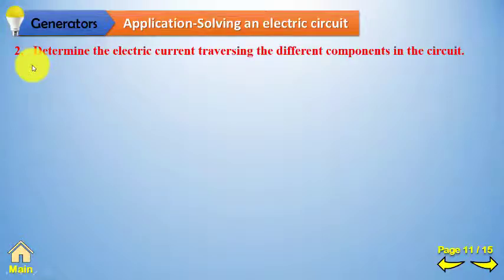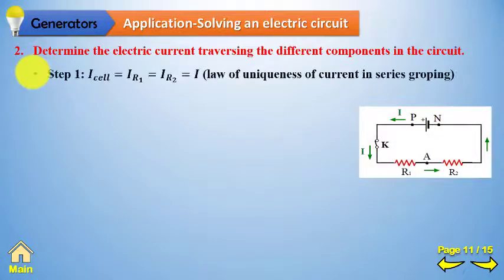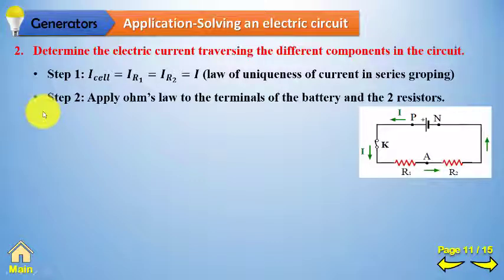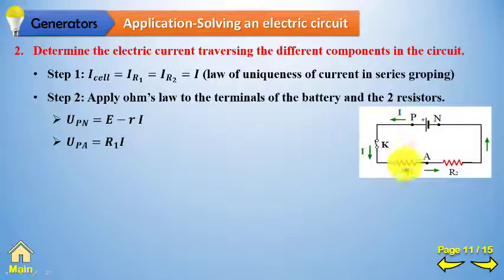Now, we need to determine the electric current traversing the different components in the circuit. The first step is applying the law of uniqueness of current in series grouping. The current delivered by the cell is equal to the current traversing the first resistor, which is equal to the current traversing the second resistor, and it is simply denoted by I. In the second step, you need to apply Ohm's law to the terminals of the battery and the two resistors. This gives you that the voltage UPN is equal to E minus rI. The voltage UPA is equal to R1I, and the voltage UAN is equal to R2I.